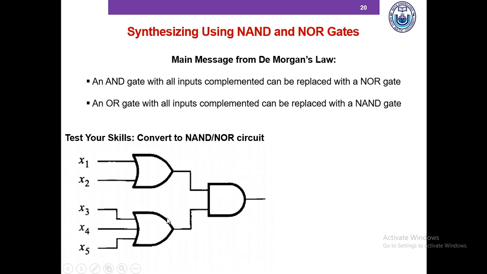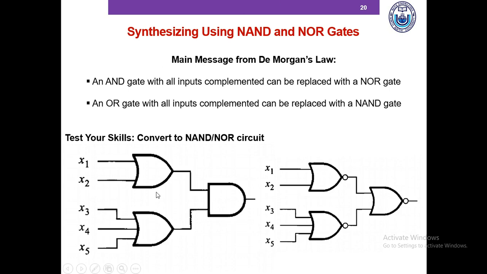Now please pause this video and try to convert this circuit to NAND or NOR gates. Please pause this video and then we'll match our answers. So hopefully you've been able to solve this. What we do here is just add a bubble here and add another bubble here, and add two bubbles to the inputs of this AND gate to compensate for it. And an AND gate with all inputs complemented can be replaced with a NOR gate. So we end up with this circuit.